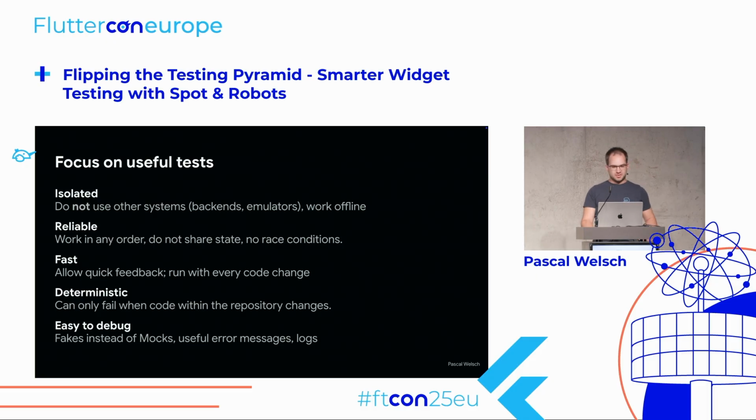They should be deterministic, of course. Only when something in your repository changes, the test can fail. There should be no other reasons your test can fail. And they should be easy to debug. That's something that I see in many other languages and frameworks. Like debugging is sometimes very hard. And I personally think that debugging is very helpful, especially if you run into errors.